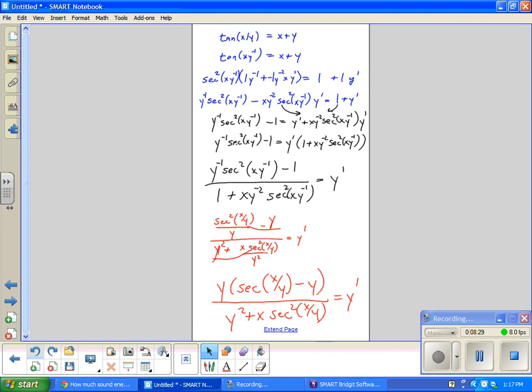But again, the big thing is practicing and seeing the derivatives, seeing these first 4 steps. And again, you saw how easy it is to make mistakes when I accidentally drop the secant squared. So keep practicing. This is implicit differentiation.